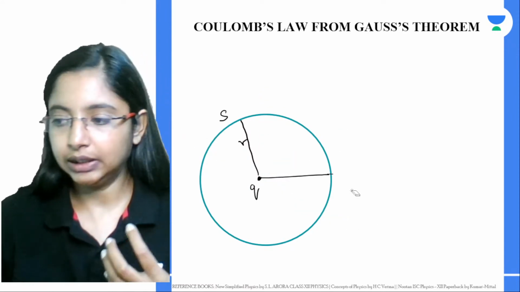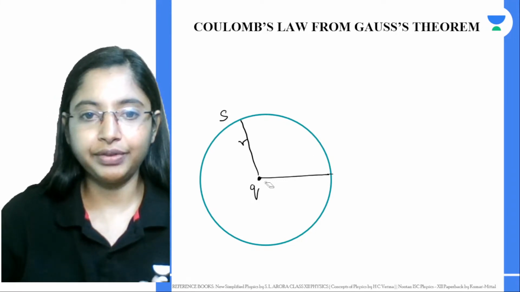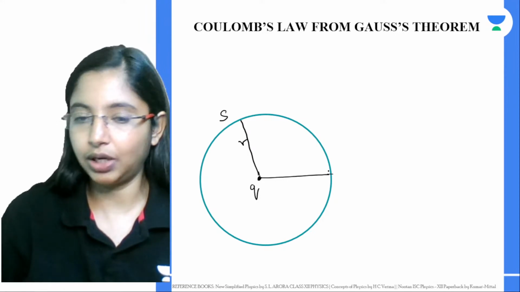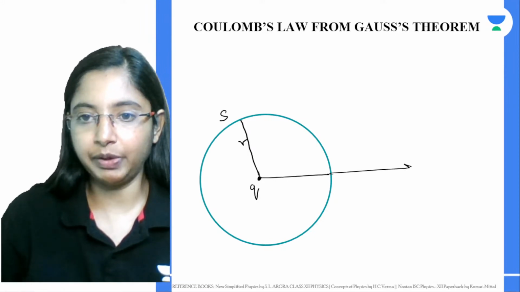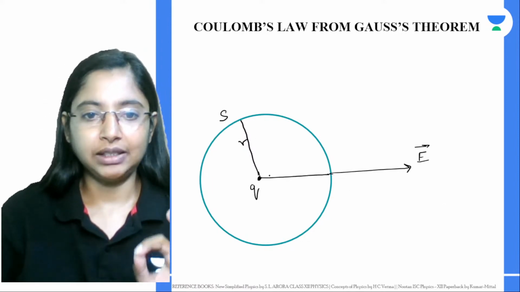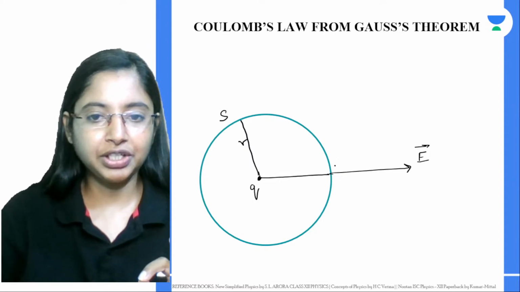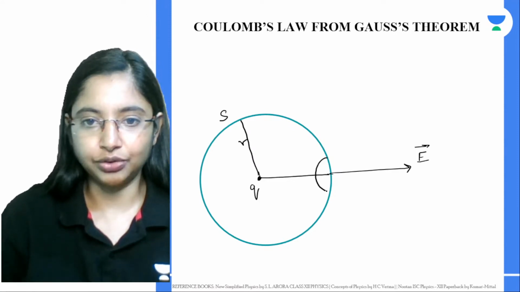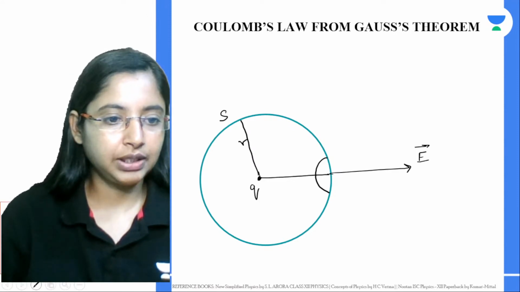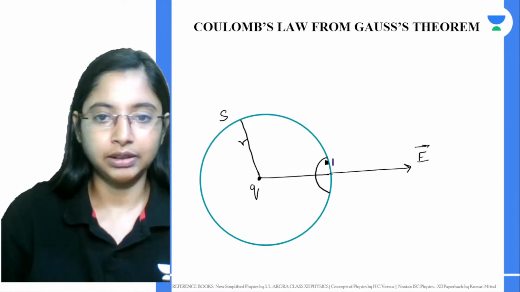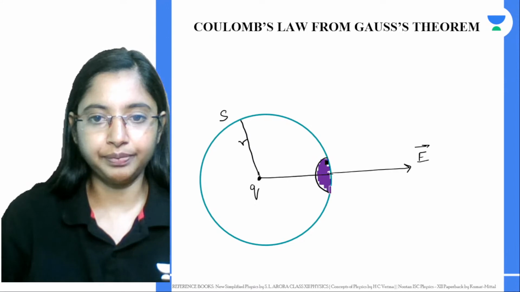Now you're taking a Gaussian surface. Since it's a positive charge, the electric field lines will be pointed radially outwards. To study the flux through it, we are going to choose one very small area over here. Let's say this is the area you're choosing, and for this particular area you want to find out what the flux is.